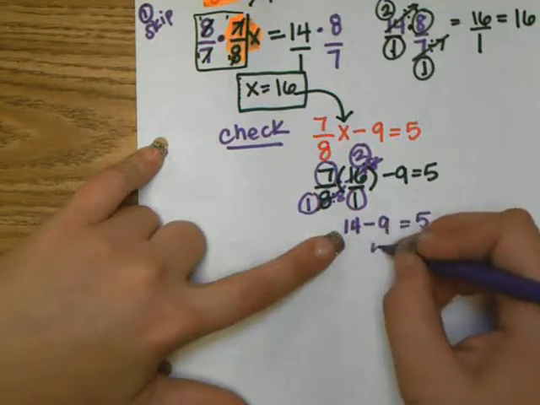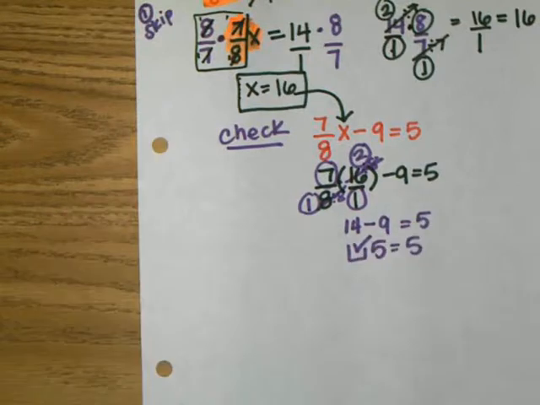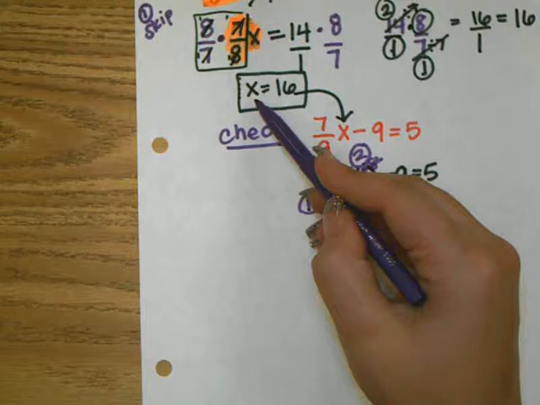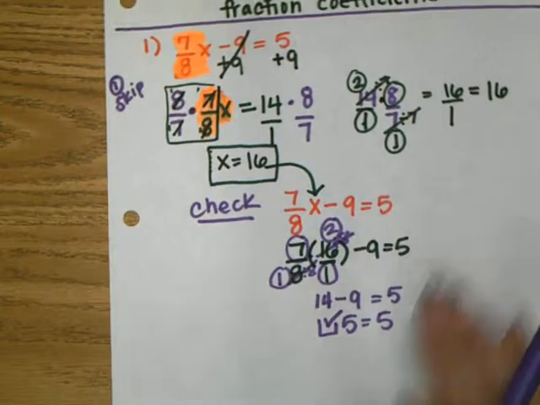And then we bring down the minus 9. 14 minus 9 is 5, and it worked. It made both sides equal. So x is 16.